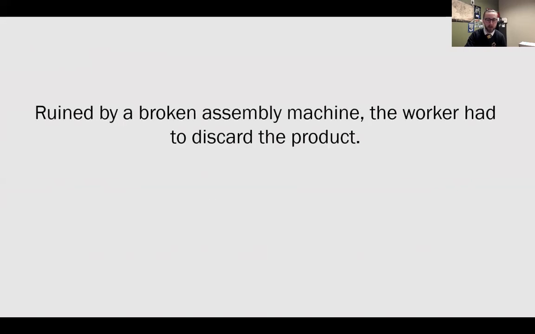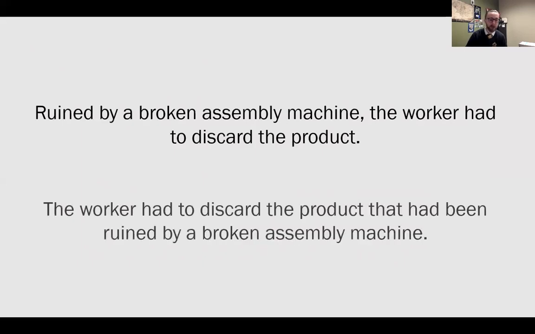So let's look at a misplaced modifier. Ruined by a broken assembly machine, the worker had to discard the product. So again, pause the video, try to come up with a solution on your own, and when you've done that, continue watching. Okay, genuinely, I'm not sure how many of you guys are actually doing that, but if you did, thank you.